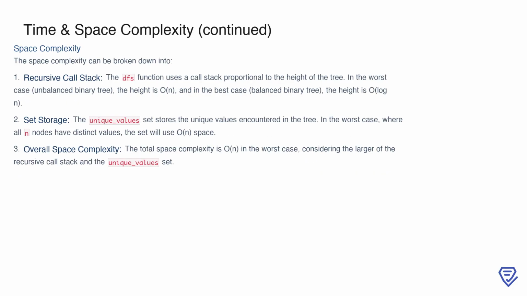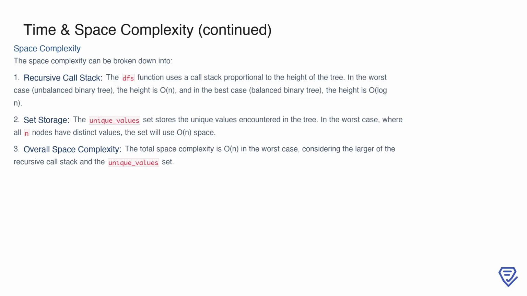Now, let's analyze the space complexity. First, consider the recursive call stack used during the DFS traversal. The depth of this stack depends on the height of the tree. If the tree is unbalanced, the height could be as large as n, leading to an O(n) space requirement. On the other hand, if the tree is balanced, the height is log n, which significantly reduces the space used by the stack.